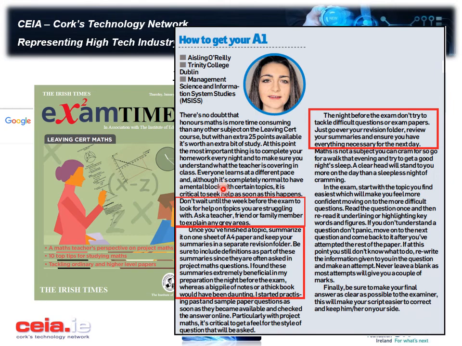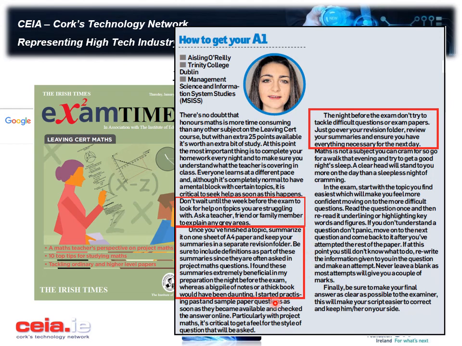Everyone learns at a different pace, and although it's completely normal to have a mental block with certain topics, it is critical to seek help as soon as this happens. Don't wait until the week before the exam to look for help on topics that you are struggling with. Ask a teacher, friend, or a family member to explain any grey areas, and that's exactly how I got involved a lot in maths over the last few years, helping family members or children of friends, and so on and so forth.